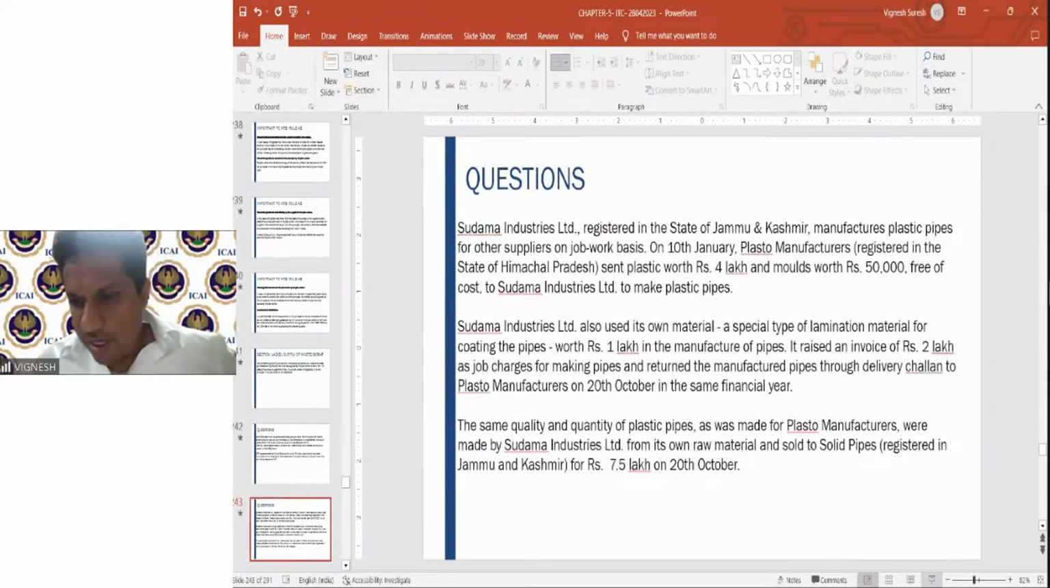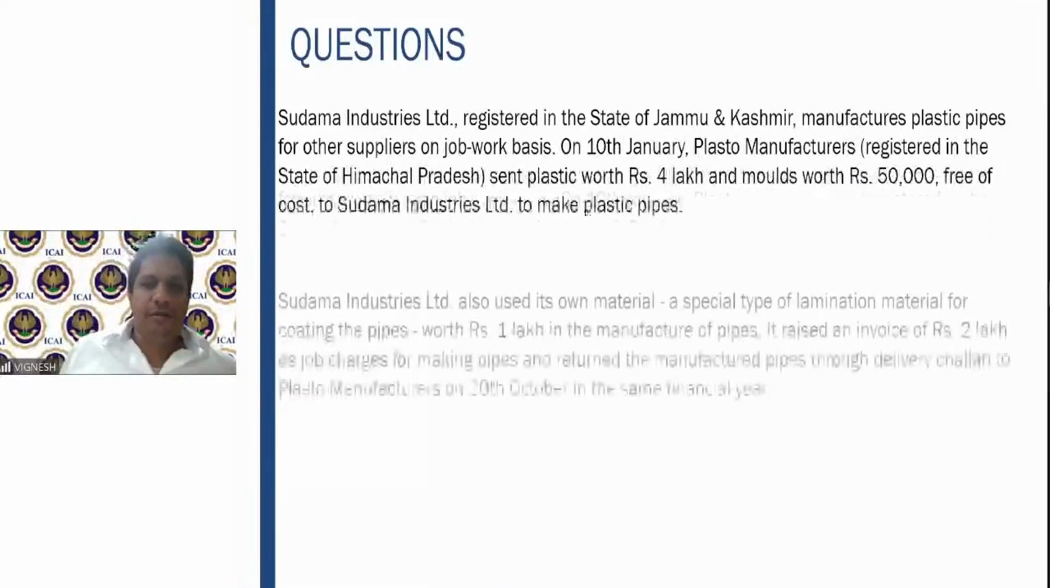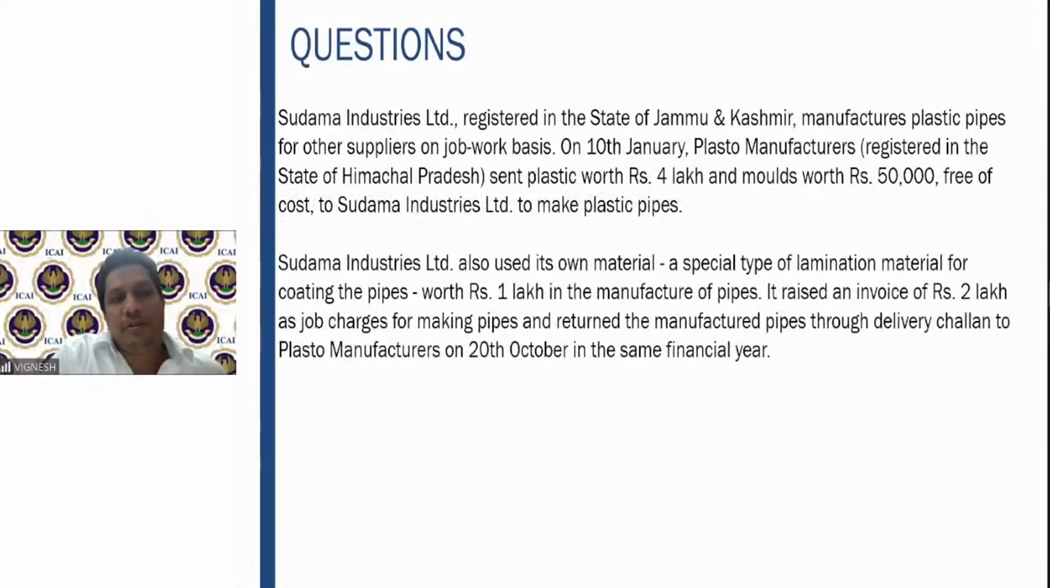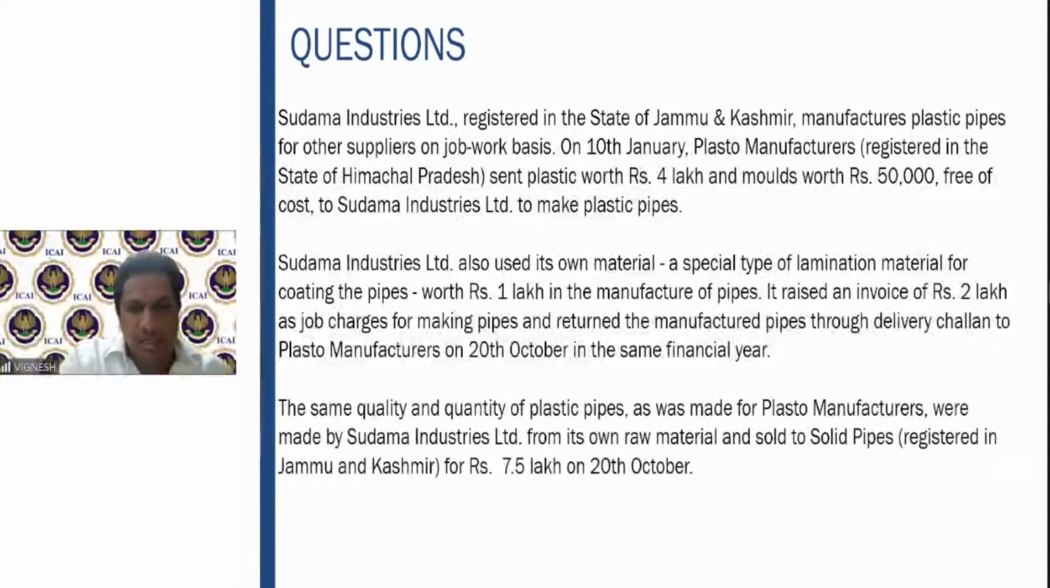Next question. Sudama Industries, registered in the state of Jammu and Kashmir, manufactures plastic pipes for other suppliers on a job work basis. On 10th January, Plasto manufacturers, registered in the state of Himachal Pradesh, sent plastic worth 4 lakhs and molds worth 50,000 free of cost to Sudama Industries to make plastic pipes. Sudama Industries also used its own material, a special type of lamination material for coating the pipes worth 1 lakh, in manufacture. It raised an invoice of 2 lakhs as job charges for making pipes and returned the manufactured pipes through delivery challan to Plasto manufacturers on 20th October in the same financial year.